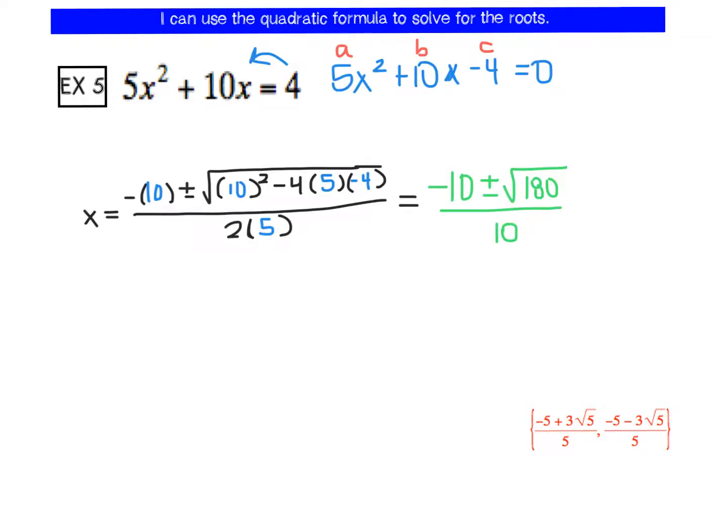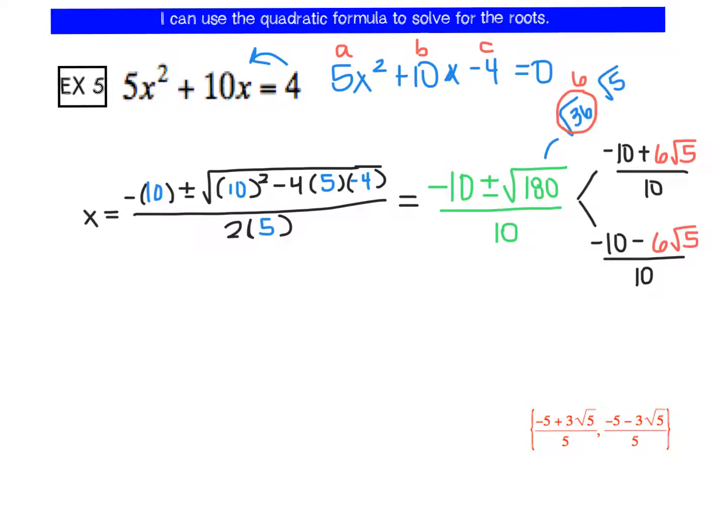All right, so hopefully you were at least able to get to this step right here. So plugging in A, B, and C into the quadratic formula, simplifying both this initial term and the discriminant, and simplifying the denominator. So if you got that far, go ahead and continue.